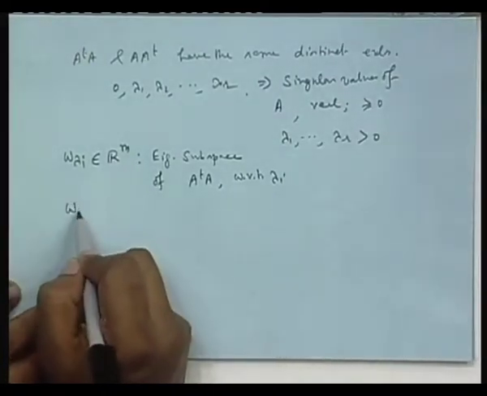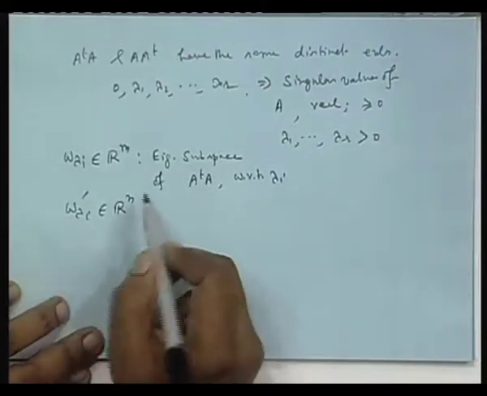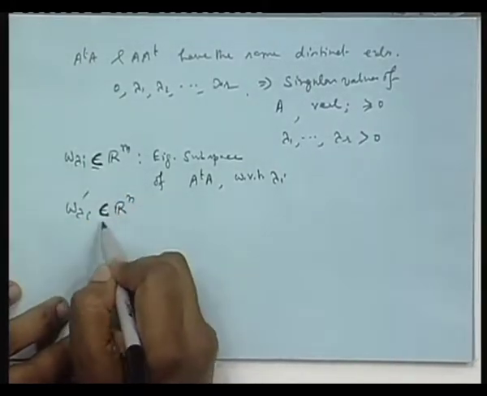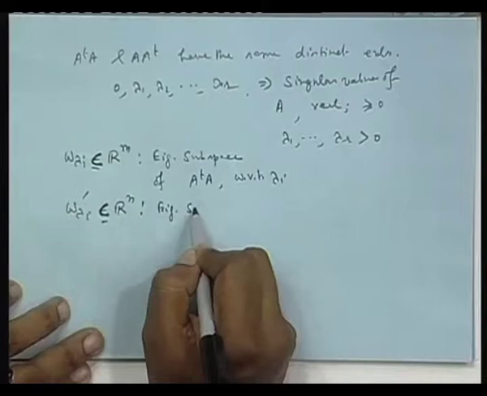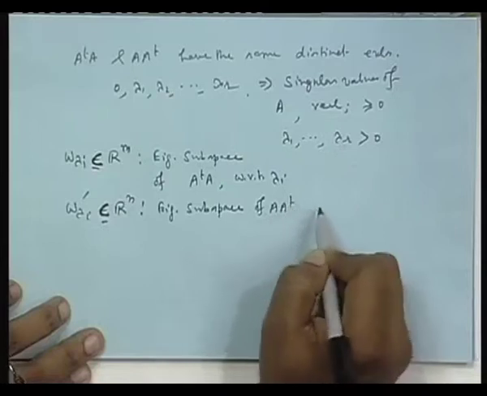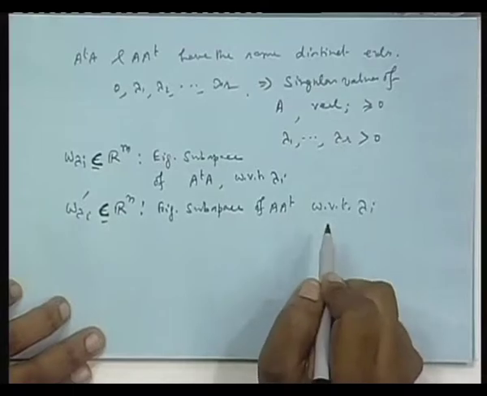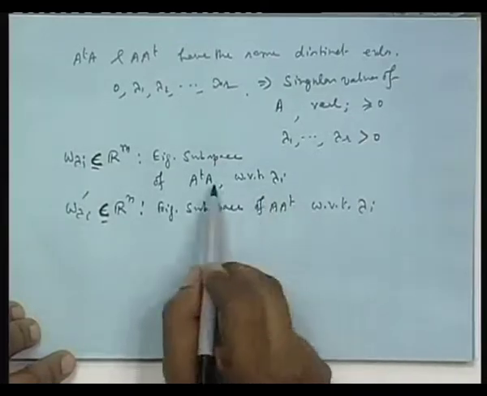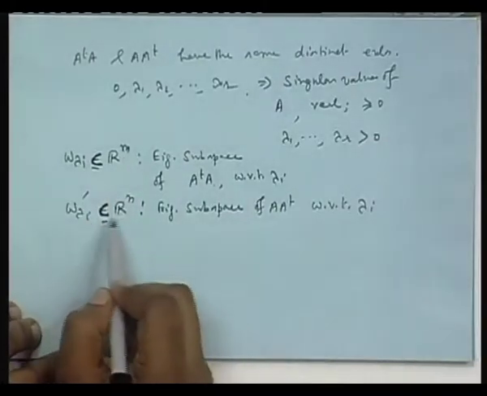Okay. And similarly, for the same eigenvalue, W I prime, this is actually the same eigenvalue lambda I, because they have the same eigenvalue. So, if lambda is here, lambda is there, lambda corresponds to an eigen subspace W lambda I in R m and W lambda I prime in R n.